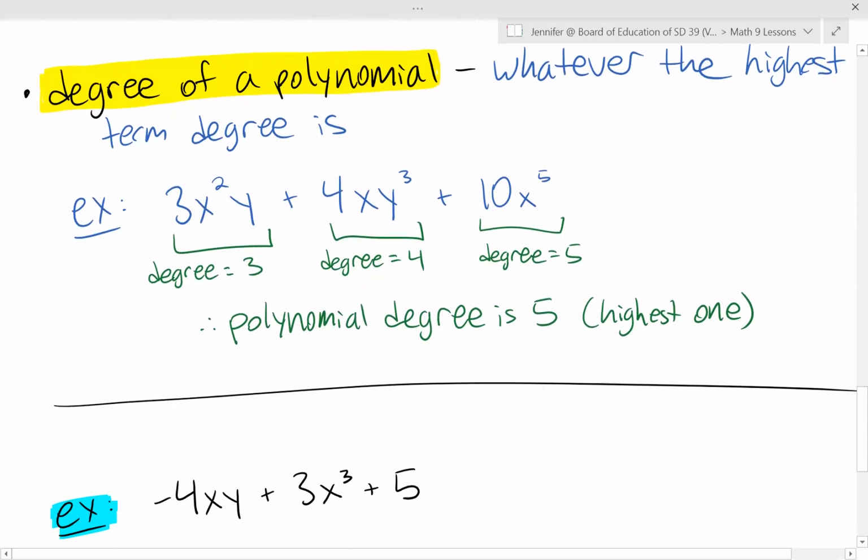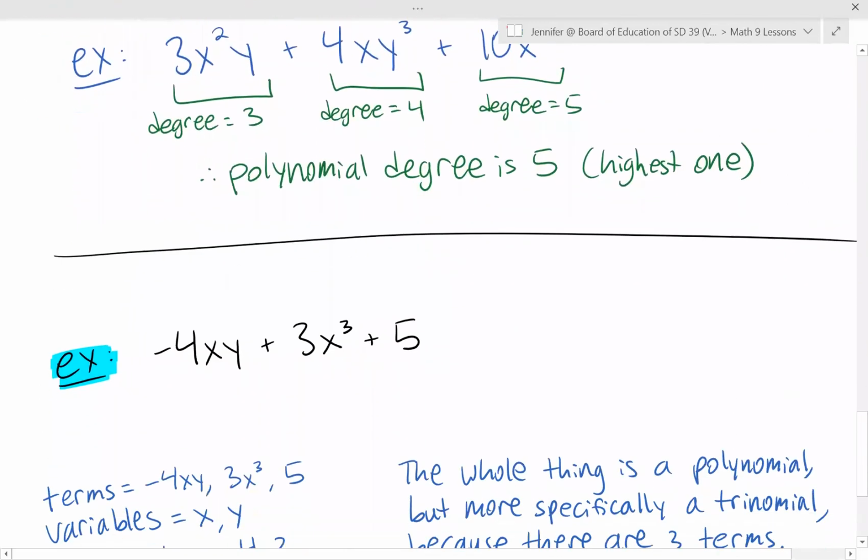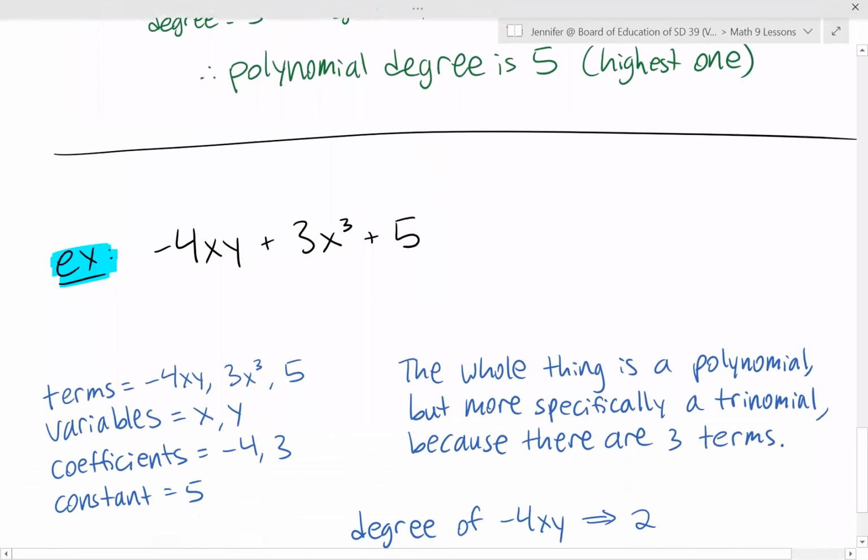So one example, just to throw all of this together, we have a polynomial here. Let's label it with the parts that we know. So this is a term, this is a term, this is a term. We've got 3 terms here. So what I wrote here is the whole thing is a polynomial. This is a polynomial that we're working with. But more specifically, it's a trinomial because there are 3 terms. Okay, we know that much.